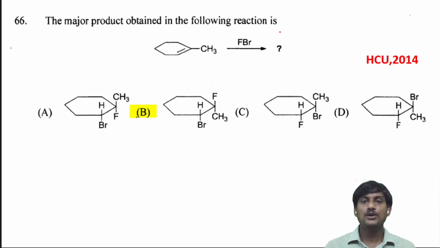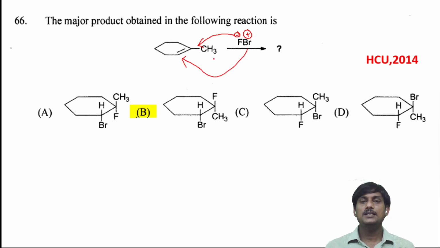The major product obtained in the following reaction is: here there is an electrophilic addition reaction at a double bond. Here the electrophile is this one, F minus, and this one is Br plus. Br plus is the electrophile, and the more electronegative end attaches to more substituted carbon. According to Markovnikov's rule, more substituted carbon will be attached with the more electronegative element, and the less substituted carbon will be attached with the less electronegative element. So fluorine attaches here and the bromine attaches here.